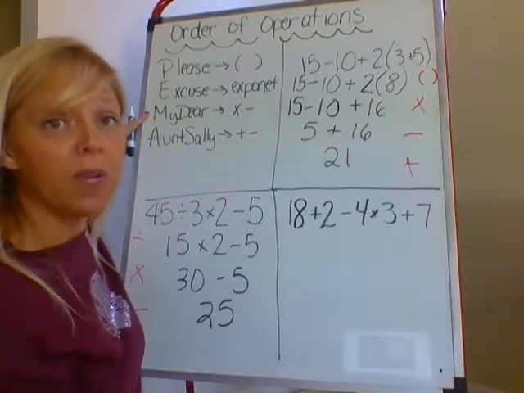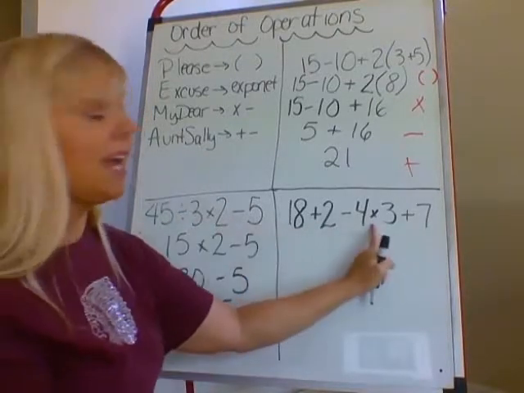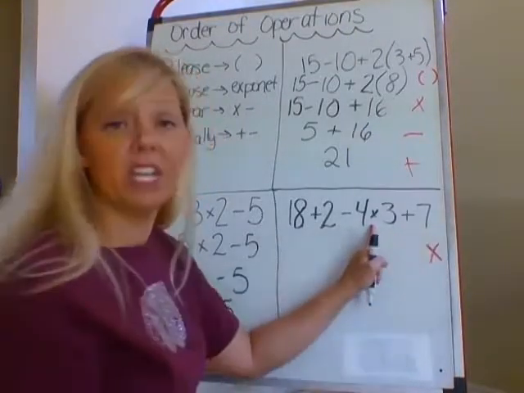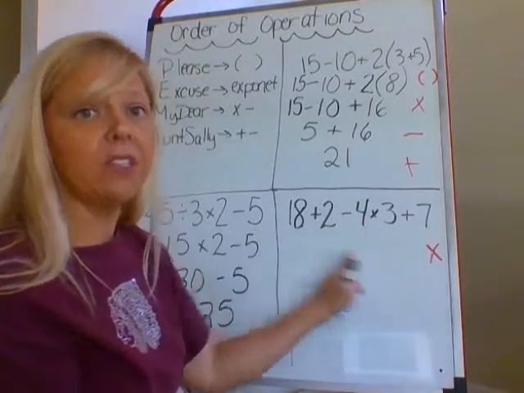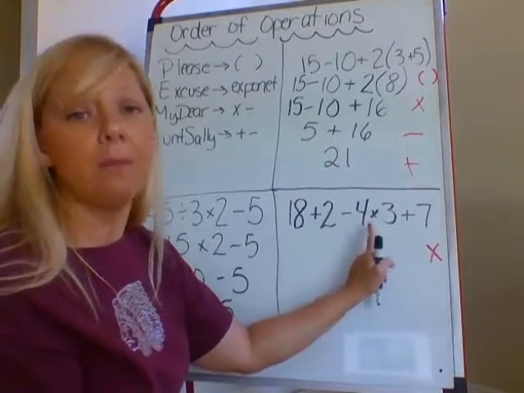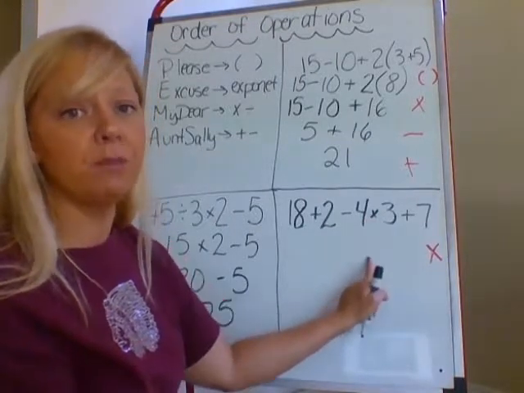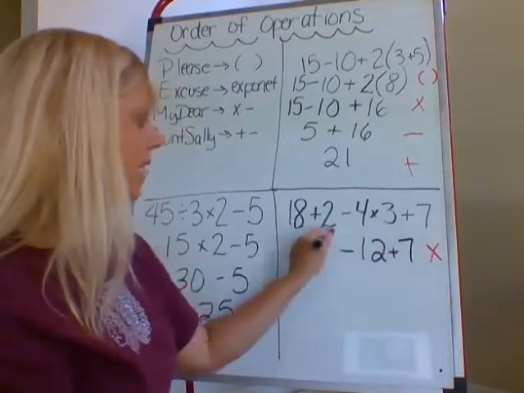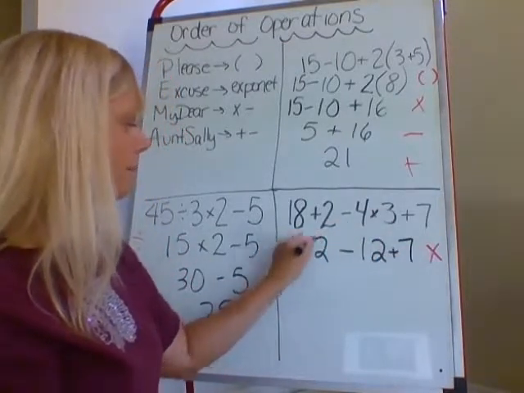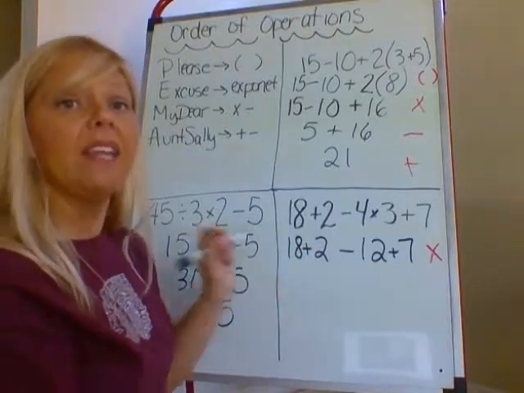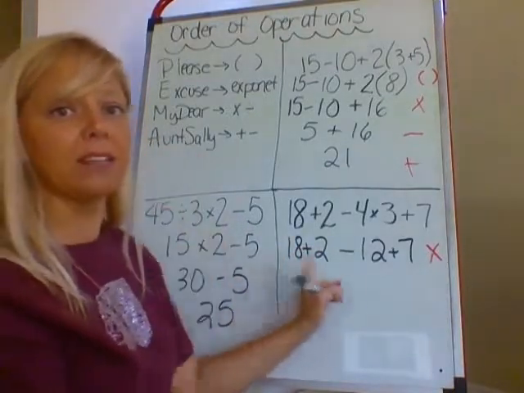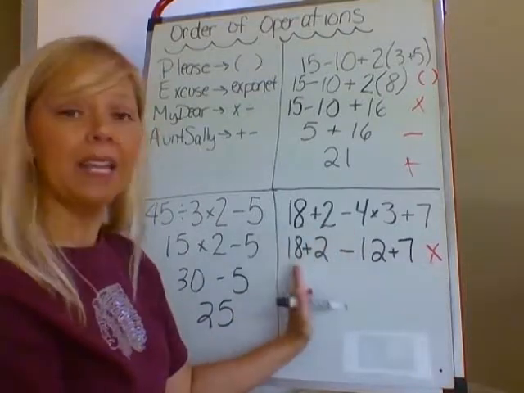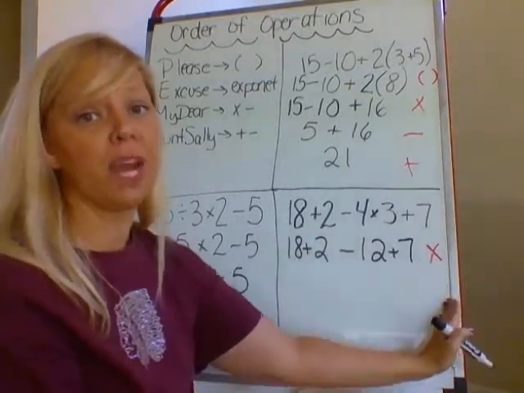All right, again, no grouping symbols, no exponents. So I'm going to move on to any multiplication or division that I see, and I have a 4 times 3. So I'm going to go ahead and put my multiplication symbol over here to show that in this row, I did multiplication first. So 4 times 3 is 12. And then I bring down everything else. All right. Now I'm going to move on to my adding and subtracting because that's all I have left.